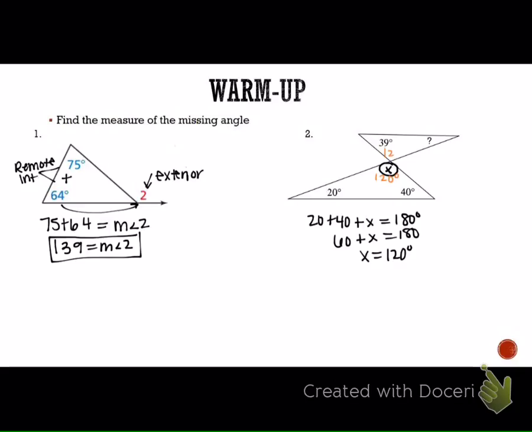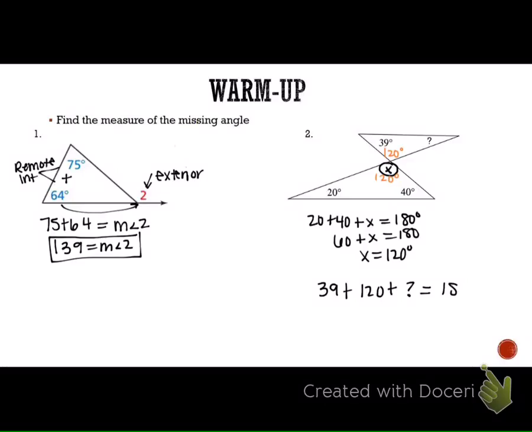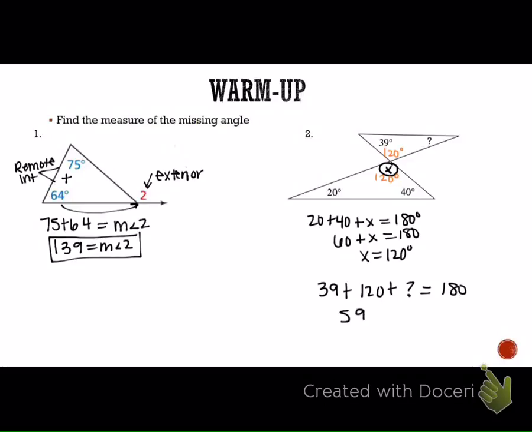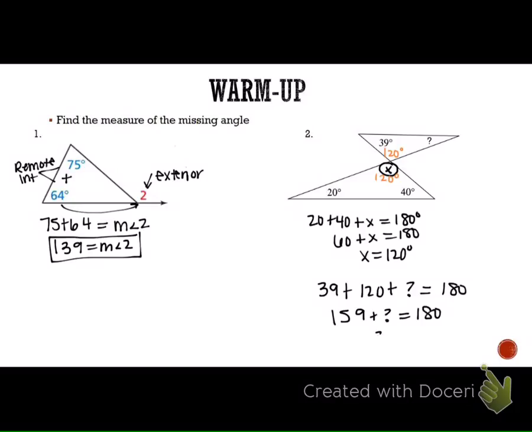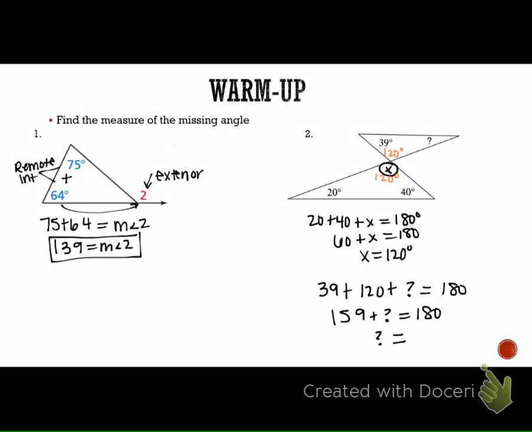Which means that the angle above it is also 120, because what kind of angles are those two? What kind of angles are those two orange angles? They are vertical. So we know that the triangles add to 180, so it would be 39 plus 120 plus question mark equals 180. So it's 21 degrees.